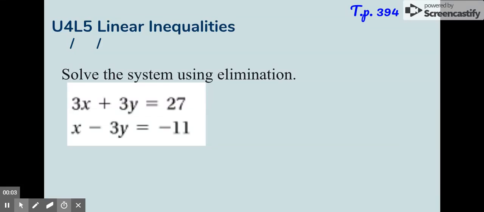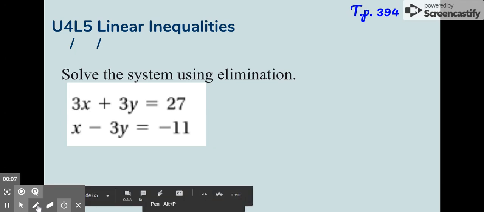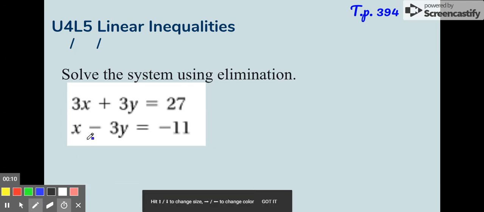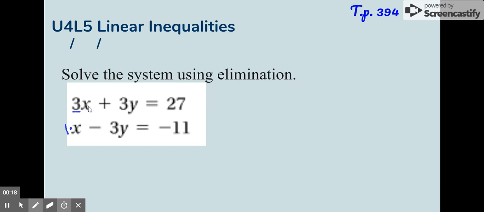We're going to solve the system using elimination. So you need to check the coefficients first. Let's look at the coefficient of x. It's 3 and 1. They're not the same, or they're not the opposites. But if you look at the coefficient of y, it's 3 and negative 3.